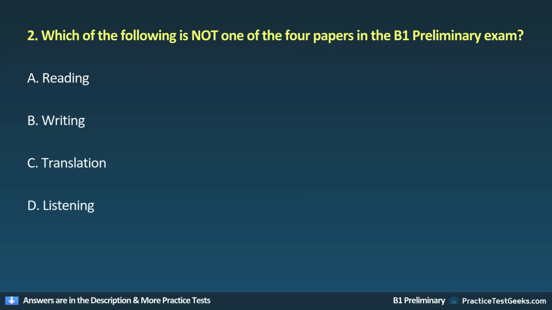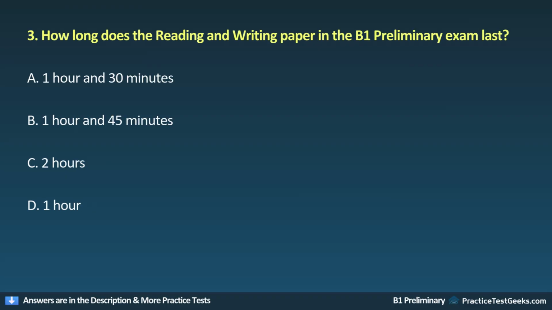2. Which of the following is not one of the 4 papers in the B1 preliminary exam? A. Reading. B. Writing. C. Translation. D. Listening.